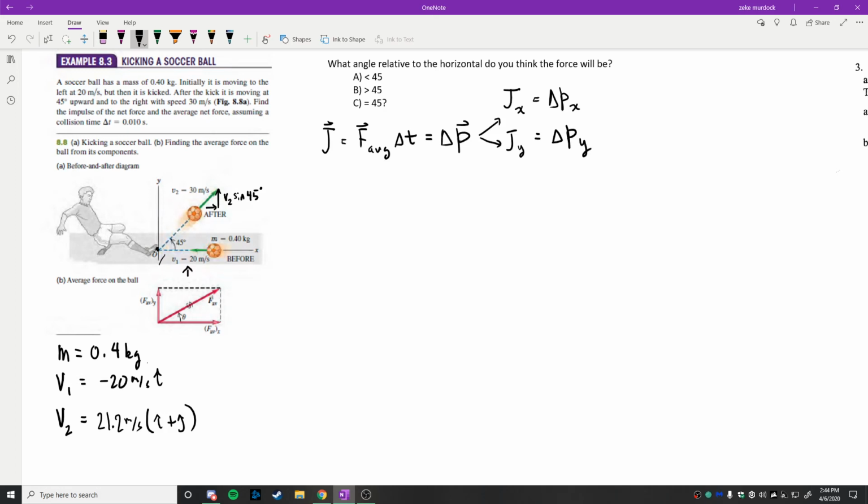You can do this with any vector equation. The left-hand side is a vector, the right-hand side is a vector. That means the components have to match up. The x component of impulse and the x component of the change of momentum have to be the same. So we can write down what we have over here.